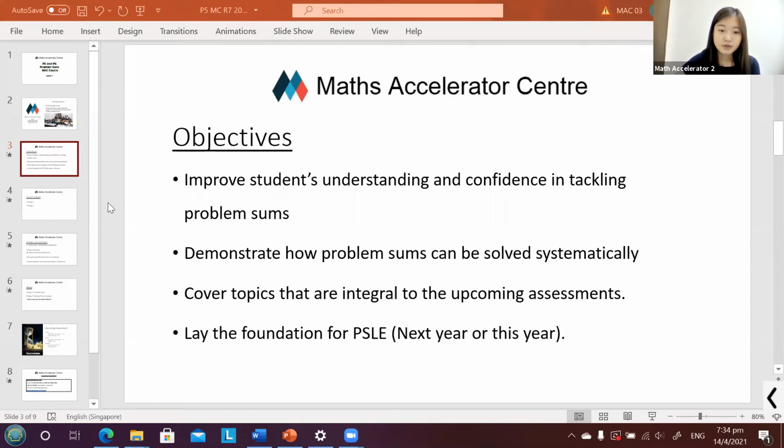We also want to cover topics that are integral to the upcoming assessments. So for Primary 6, your mid-years are coming soon, and for Primary 5, your WA2 as well. So it's also to help you lay the foundation for PSLE if you're Primary 6 this year. And it will be relevant for you if you're Primary 5 this year, and next year when you become Primary 6.